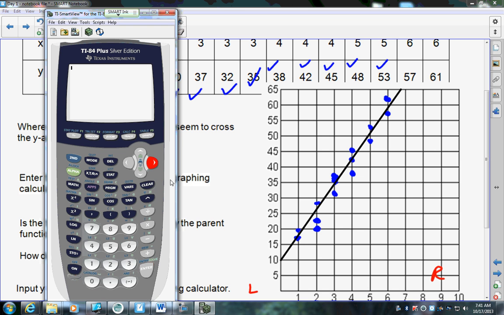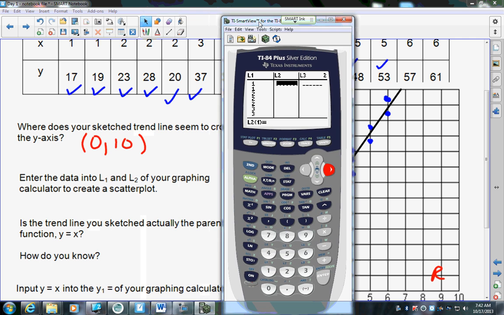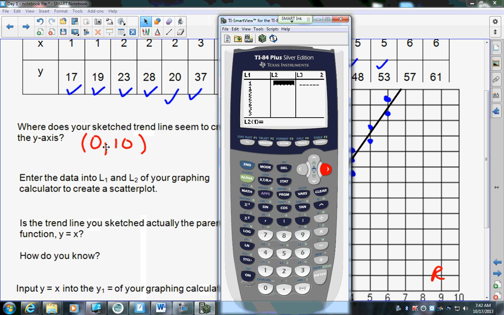Now I'm going to arrow over and I'm going to put the second row into L2. So I'm going to start with these first few. I've got 17, 19, 23, 28, 20, 37.